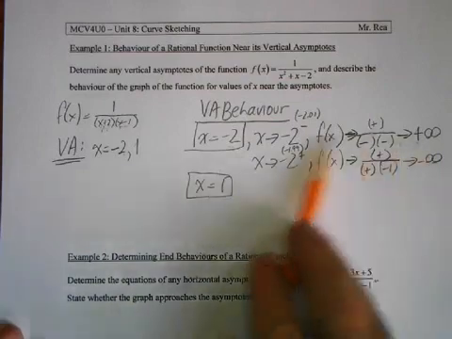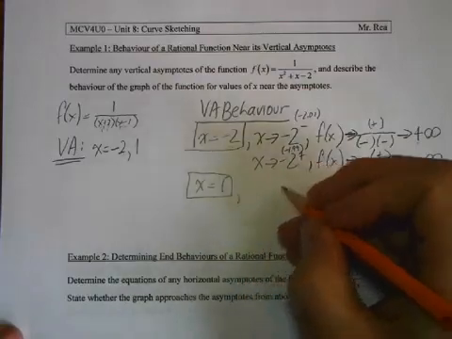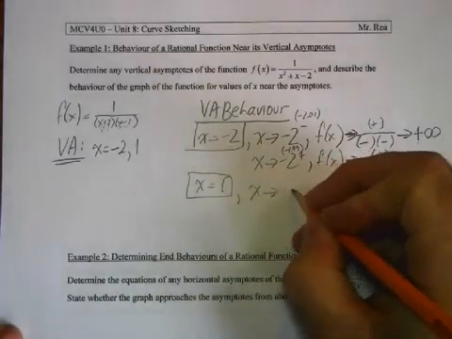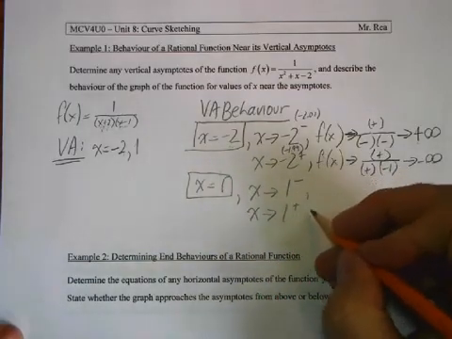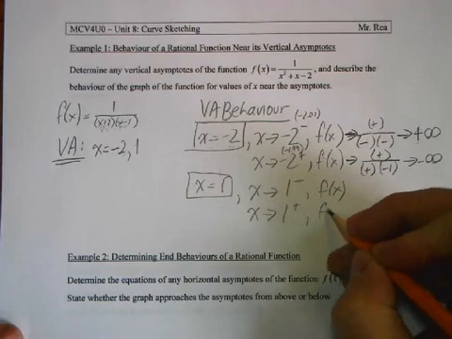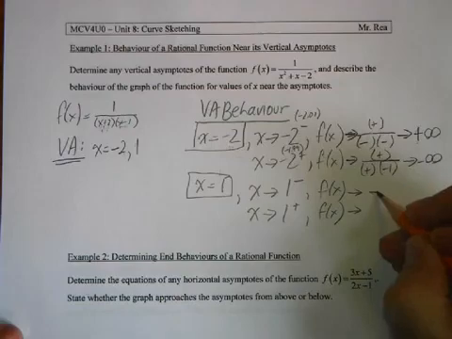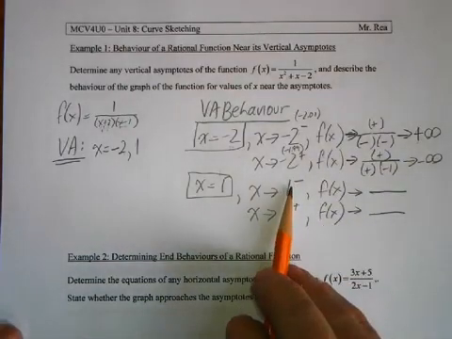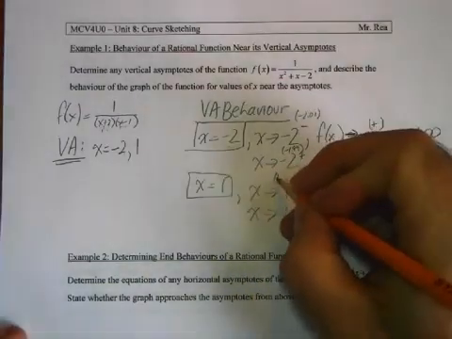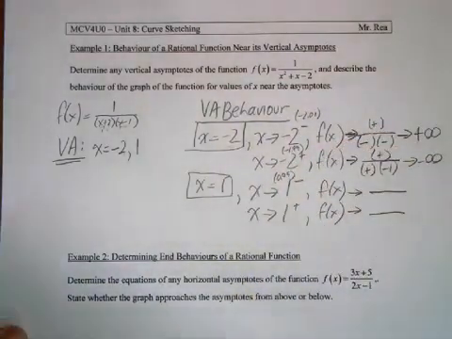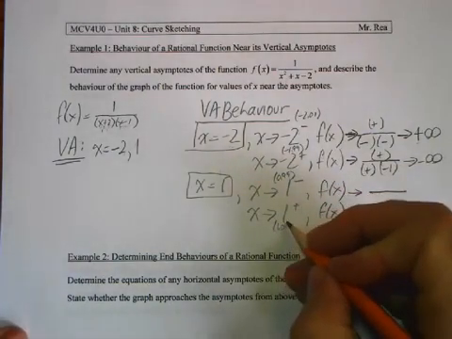Okay, so that's the behavior at the vertical asymptote x equals -2. Now we do the same thing for 1. As x approaches 1 from the negative side, and as x approaches 1 from the positive side, what's happening with the function? Is it approaching positive infinity or negative infinity? Okay, so exact same process. As x approaches 1 from the negative side, the test value could be 0.99. And 1 from the positive side could be 1.01.